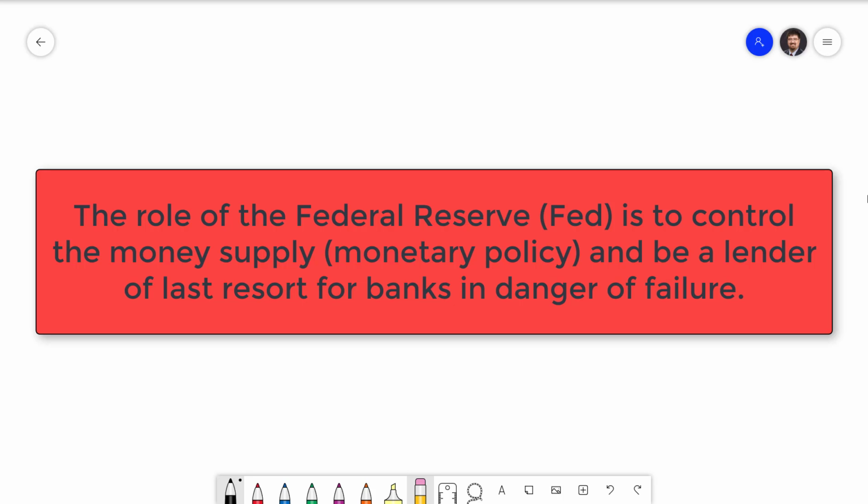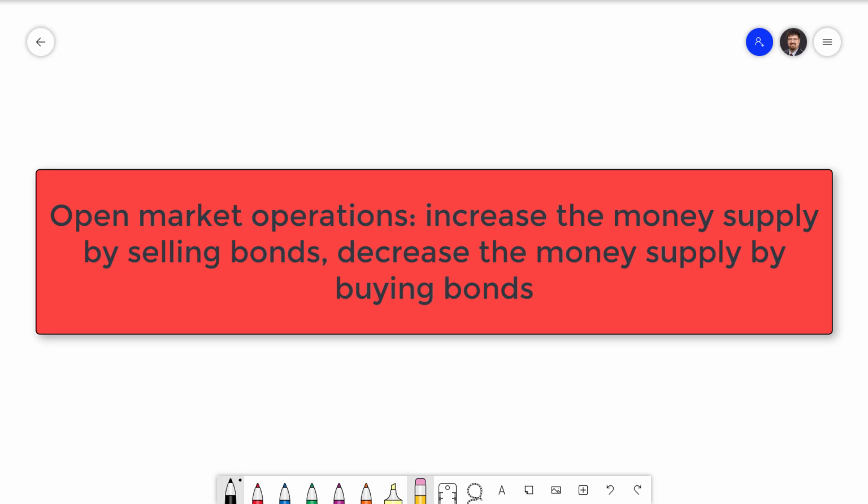The most prominent tool in the Fed's toolbox is called open market operations. If the Fed wants to reduce the money supply, then they need to take money out of the economy. They do this by selling government bonds to the public. When people exchange money for bonds, the Fed effectively takes money out of the economy. If they want to increase the money supply, then they will buy up bonds from the public in exchange for money, thus sending more money out into the economy.